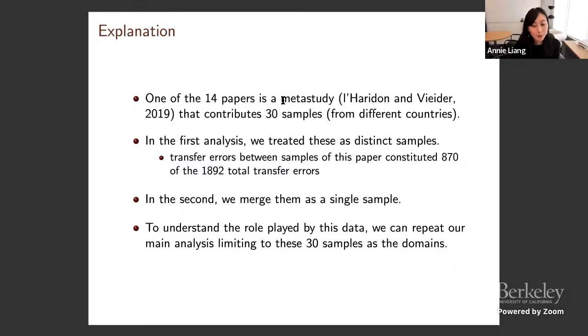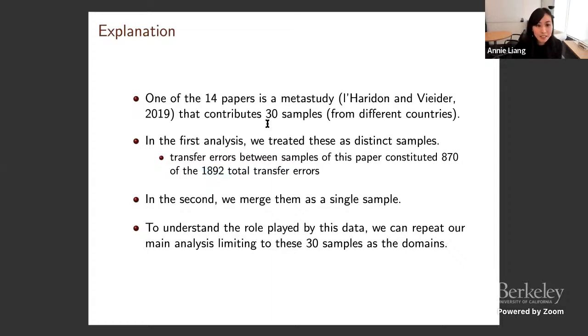One of the 14 papers that we're using is actually a meta-study. That paper itself consists of 30 samples of certainty equivalents from 30 different countries. In the first analysis, we treated those 30 samples as distinct samples. So that means that we considered transfer prediction tasks, training on one of those 30 samples and predicting another. Now, transfer errors between samples of this paper constituted 870 of the total 1,892 transfer errors that we've looked at. So that's actually a sizable component.